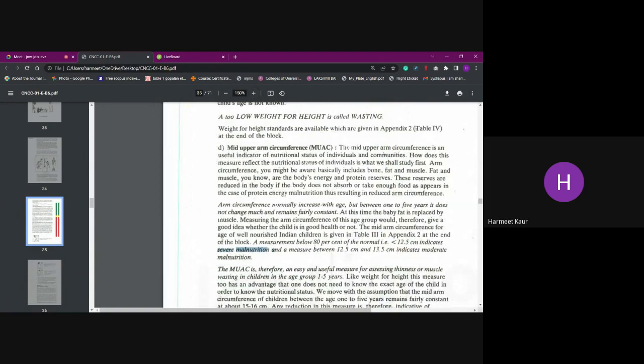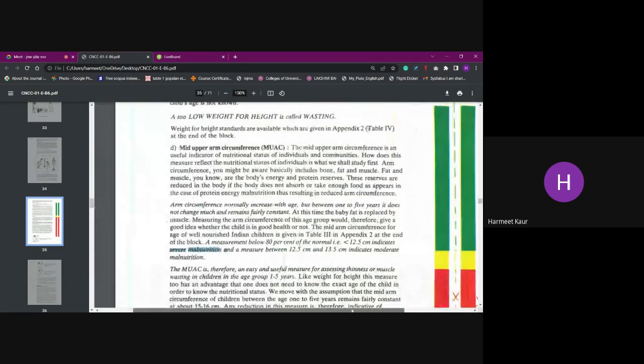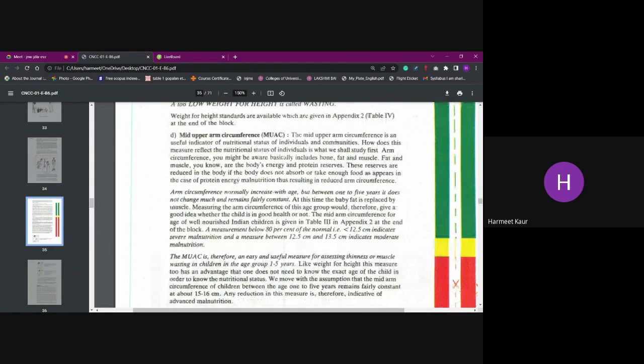and that indicates severe malnutrition. Okay, if your measurement comes in this yellow zone, that is between 12.5 and 13.5, that indicates that the child has moderate malnutrition. Any child who has an arm circumference of greater than 13.5 centimeter will come in this green zone. That means the child is normal. His or her nutritional assessment will depict that the child is growing normally. So this was your MUAC, that is mid upper arm circumference.